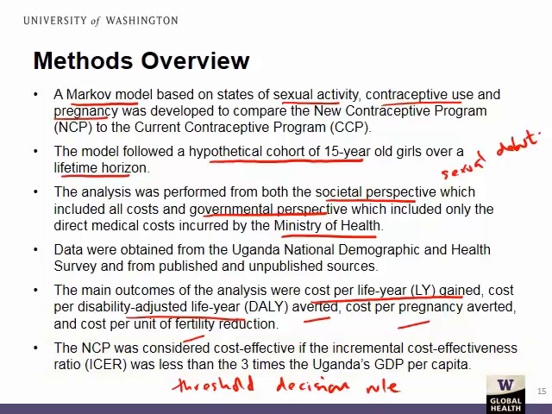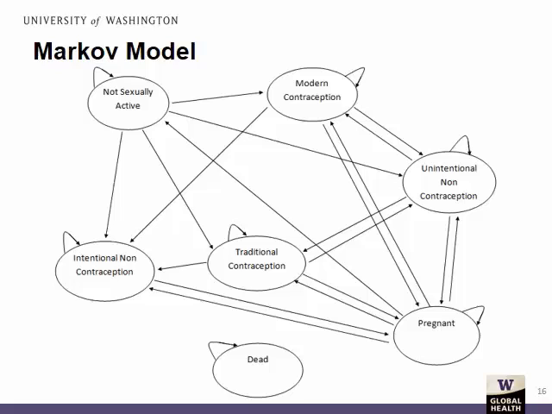So here is the model, and it's a bit bigger and more complex than the examples we've been looking at, both the classical 3-state Markov and the one for sildenafil, which had just 4 states. So this one had 7 states, and you look at the states, you have not sexually active, and you have modern contraception, you have intentional non-contraception, you have unintentional non-contraception, and this one allows people to get pregnant and have babies. So this is the procreation state.